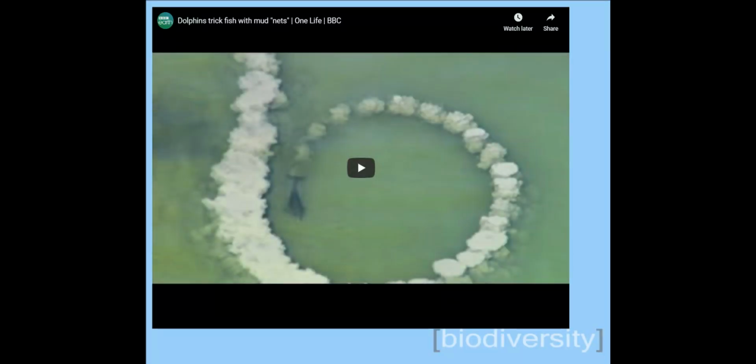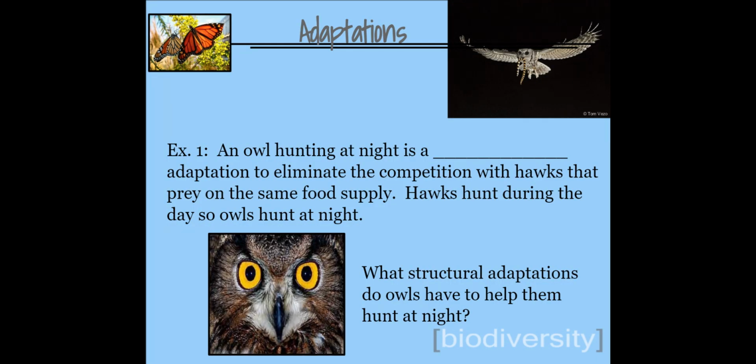So again, I'll show you a few other variations and adaptations that animals have. Here's an example of an owl. So an owl has what we would call a structural adaptation. There's two types, behavioral and structural. An owl hunting at night is a behavioral adaptation because he's choosing to hunt at night. His body has then changed to be able to hunt at night because he's trying to eliminate competition for food. This owl's eyes are an example of structural adaptations. It's something on its body that has changed so that he can see at night to hunt.